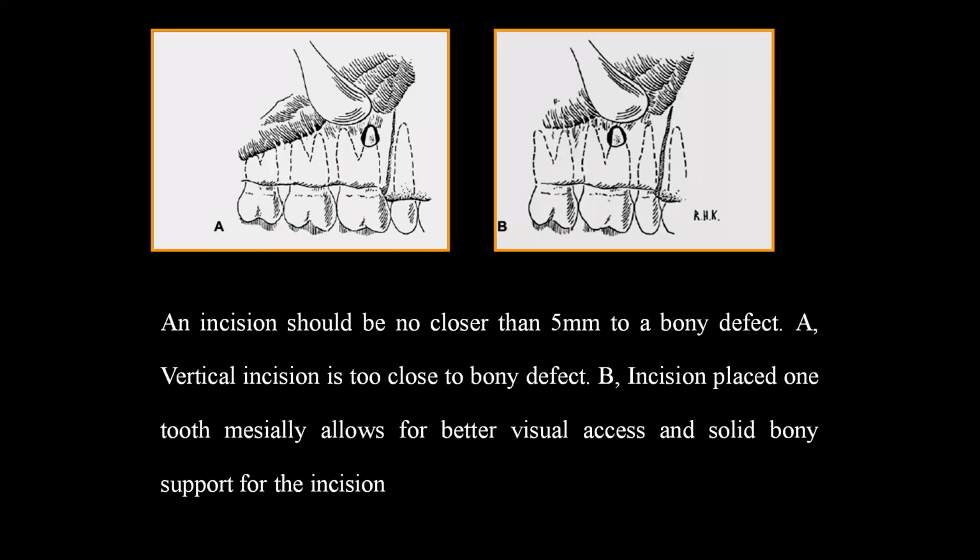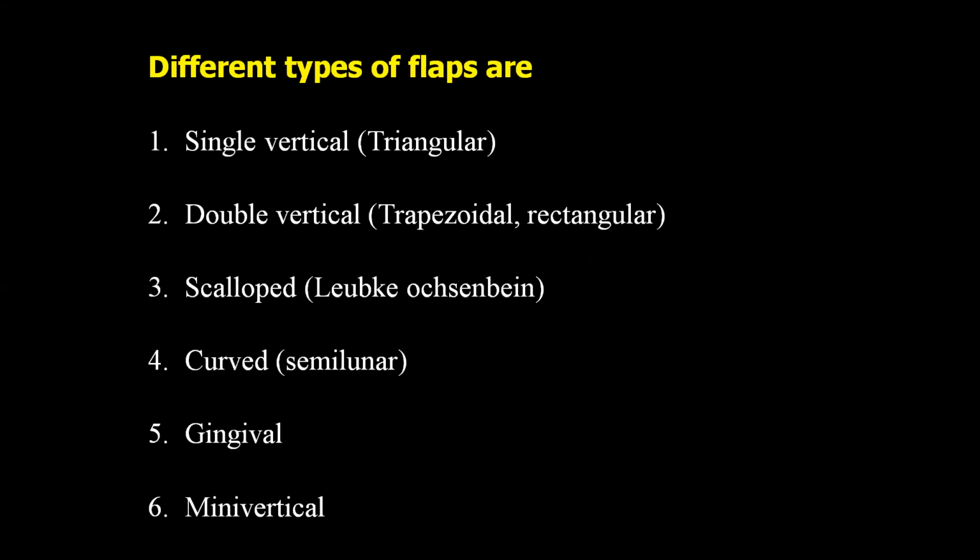Okay, this is of a posterior tooth, mesiobuccal root. The incision should not be closer than 5 millimeters to a bony defect. You should be away from the lesion. So this may come as a short note: different types of flaps. Single vertical, double vertical, scalloped or Luebke-Ochsenbein flap, curved or semilunar, gingival, mini vertical. Six types are there. There are line diagrams given so that you can draw them in the exams.